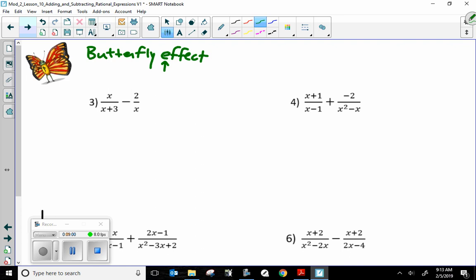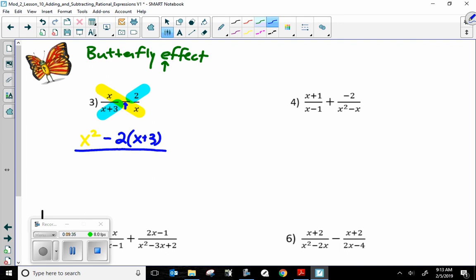Okay, so this is how it works. I multiply the top left times the bottom right. X times x, and I'll try and match these, gives me x squared. Now, I multiply the top right by the bottom left. You see I'm making these look like butterfly wings, if you will. And don't forget my sign is minus, right? So it's minus 2 times x plus 3.